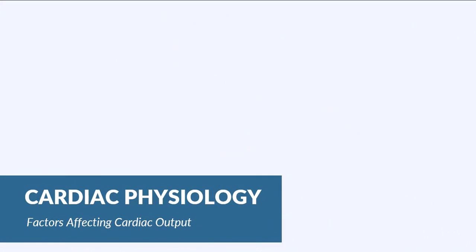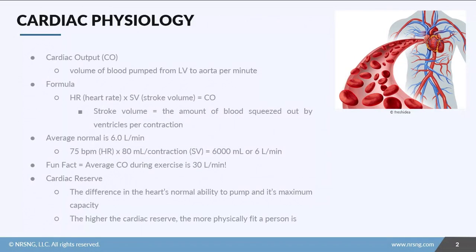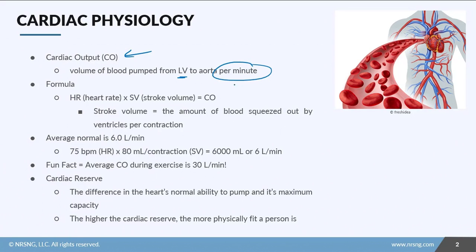All right, in this lesson, we're going to take a look at cardiac physiology and the factors that affect cardiac output. When we're talking about cardiac physiology, we're talking specifically about cardiac output. So cardiac output is the volume of blood that's going to be pumped from the left ventricle to the aorta per minute. And we look at this formula here, and this is going to tell us more information about how we get cardiac output.